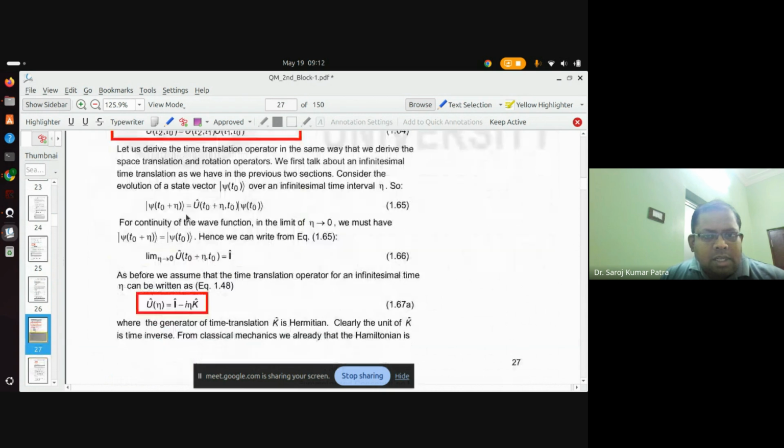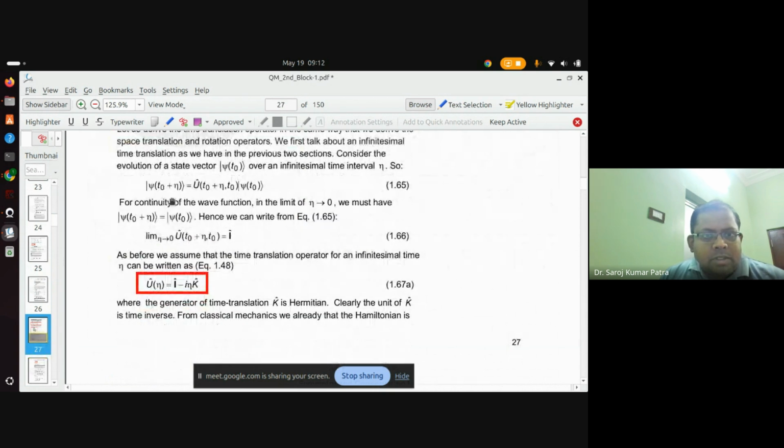You can see it here. This one, psi of t0 plus eta, so eta has to be of the dimension of time. So for this quantity to be dimensionless, k has to be time inverse. So clearly the unit of k is time inverse.